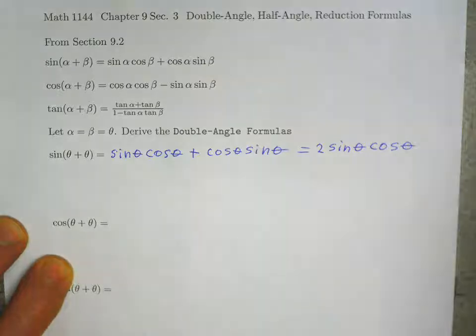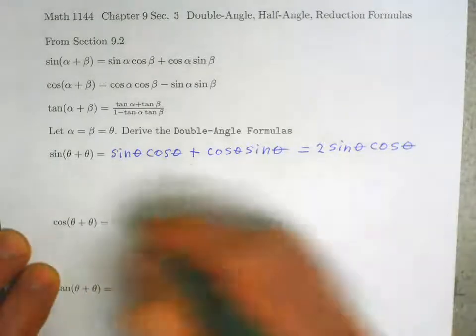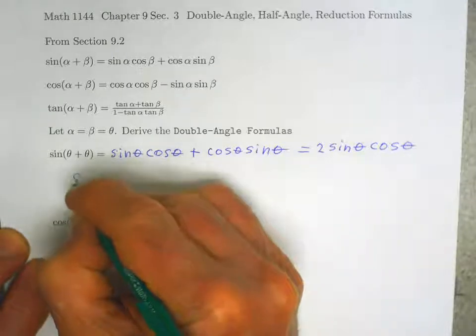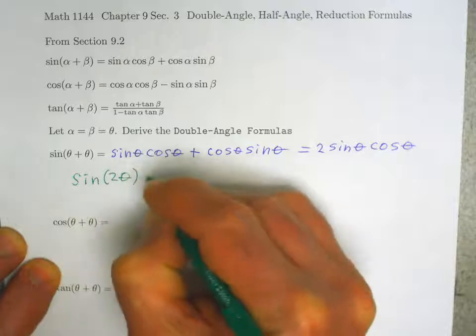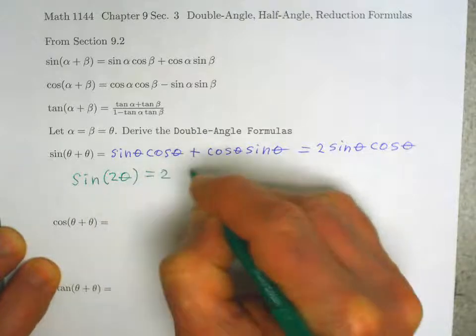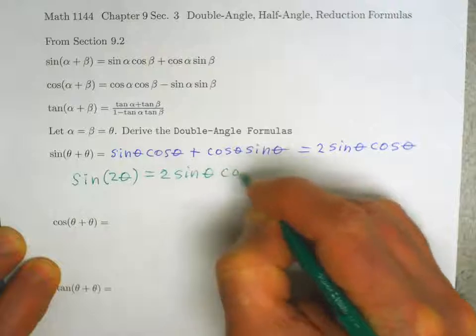So the thing to remember here as an important identity is that the sine of 2 theta is equal to 2 times sine of theta times cosine of theta.